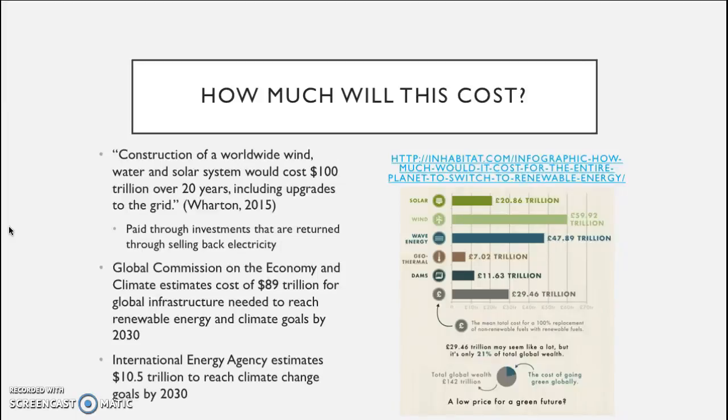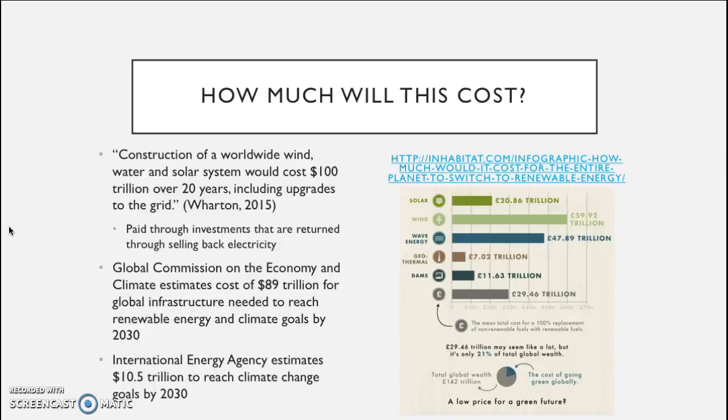And then I also found some other articles that talked about construction of a worldwide wind, water, and solar system would cost 100 trillion over 20 years. And that would be paid through investments that are then returned by selling back electricity to customers. And then the Global Commission on the Economy and Climate estimated that the cost for global infrastructure needed to reach renewable energy and climate goals by 2030 would be $89 trillion.